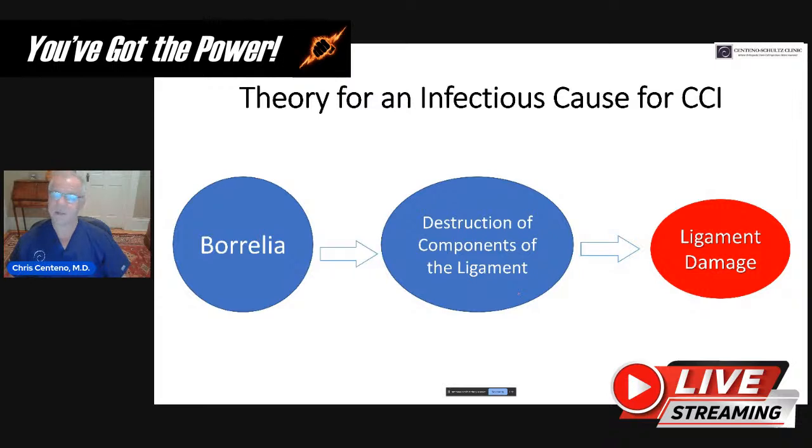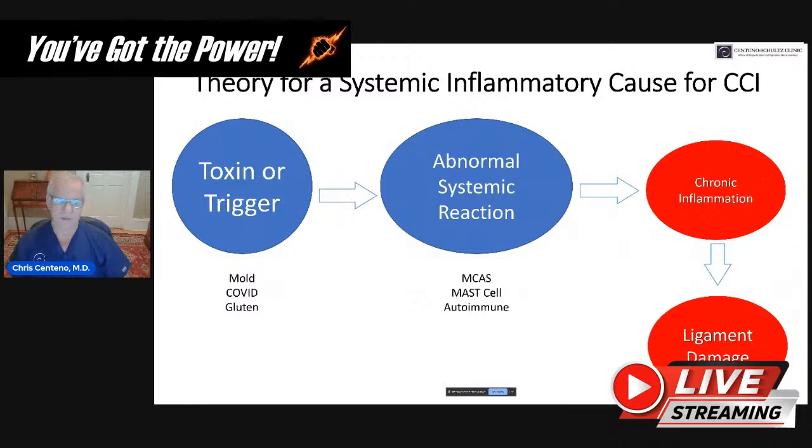So this is the theory for an infectious cause of craniocervical instability. You've got some infection like Borrelia that is destroying parts of the matrix that make up a ligament, and hence you end up at the end of all that with ligament damage. And the theory for a systemic inflammatory cause for CCI is you have some sort of toxin or trigger, and then there's some sort of abnormal systemic reaction, meaning that most people with that toxin and trigger aren't going to get any type of systemic immune reaction. But some people will, whether that's genetic factors, or just the way their immune system's set up. And that's where we see things like MCAS and autoimmunity. And then that leads to chronic inflammation, which then leads to ligament damage.